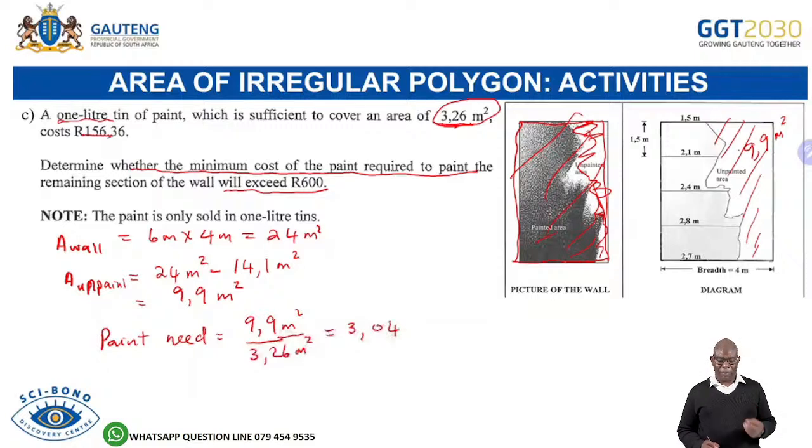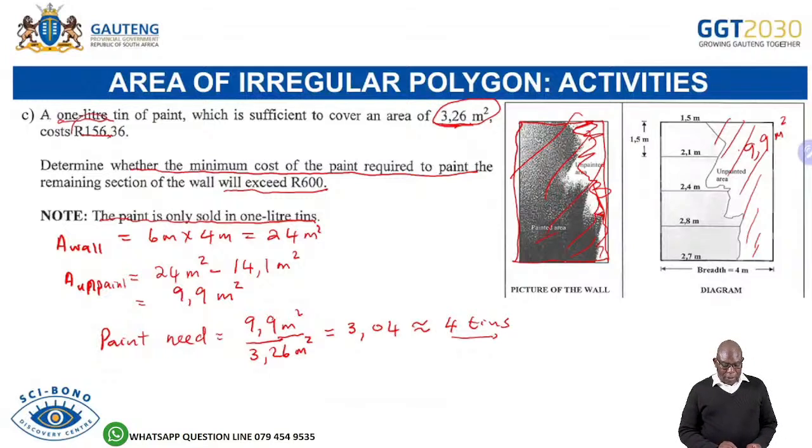But remember, they say the paint is only sold in 1 liter tins. So if I buy 3 liters, I will not be able to finish my wall because I'll need the 0,4. So better buy 4 tins and then I can be left with some. So obviously that will be approximately how many? 4 tins of paint. Right.